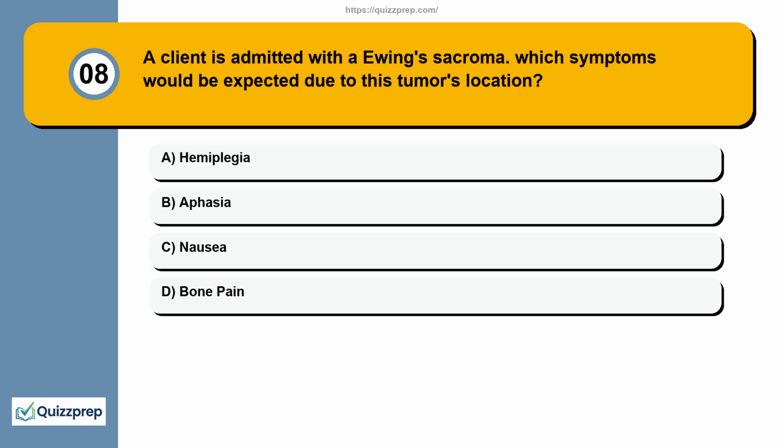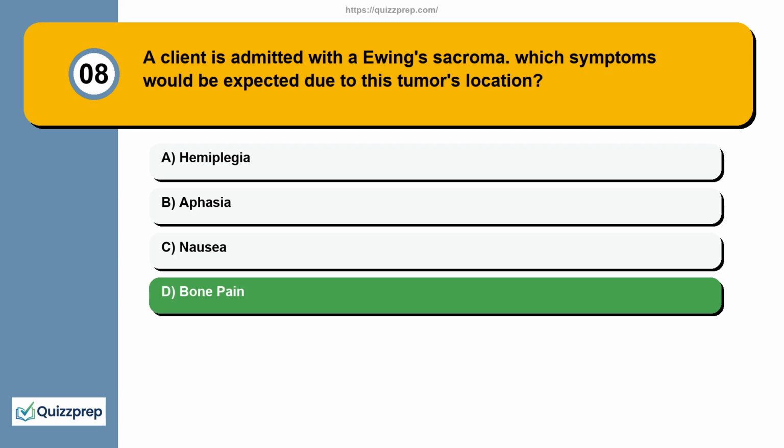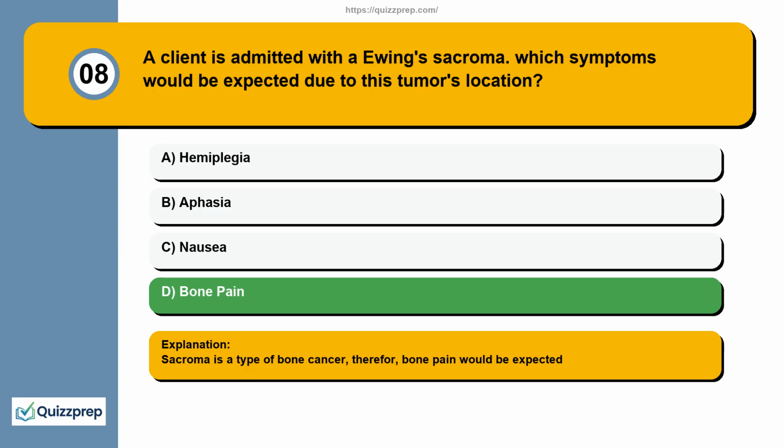Question 8. A client is admitted with Ewing's sarcoma. Which symptoms would be expected due to this tumor's location? Hemiplegia, aphasia, nausea, bone pain. Sarcoma is a type of bone cancer, therefore, bone pain would be expected.